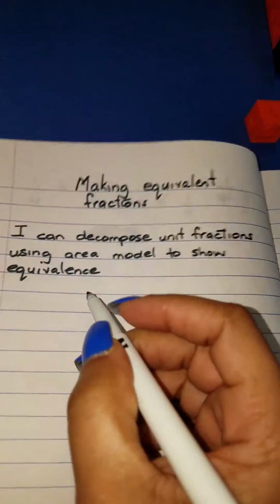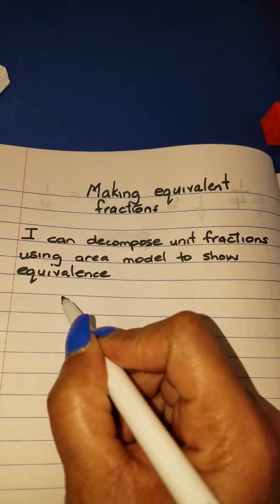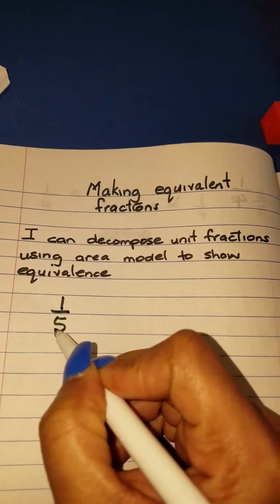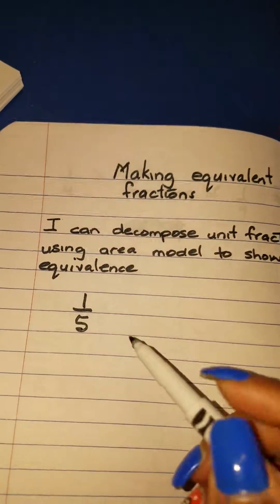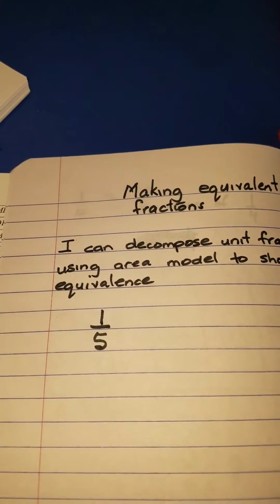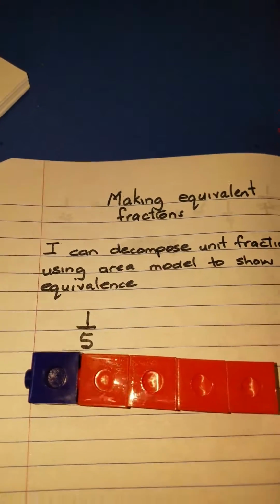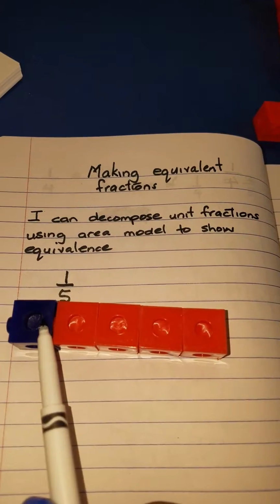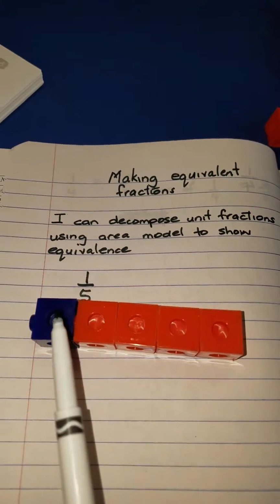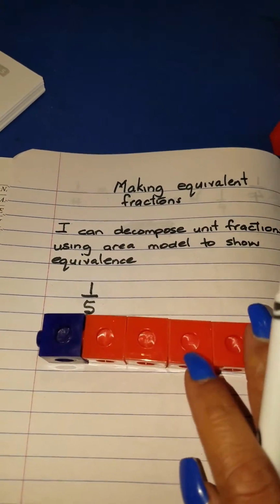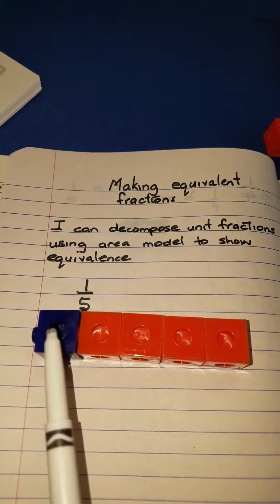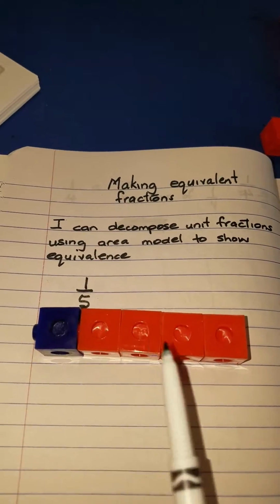Here we go. The first fraction we're going to be working with, using models, is 1/5. We're going to try to find an equivalent fraction to 1/5. And here's a model. This model represents 5 parts, 1, 2, 3, 4, 5, and the change of color represents the part that's shaded. So this model represents 1/5.